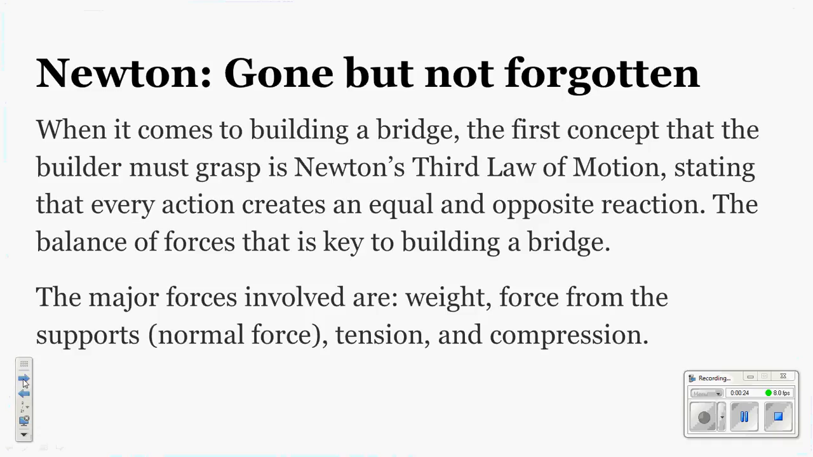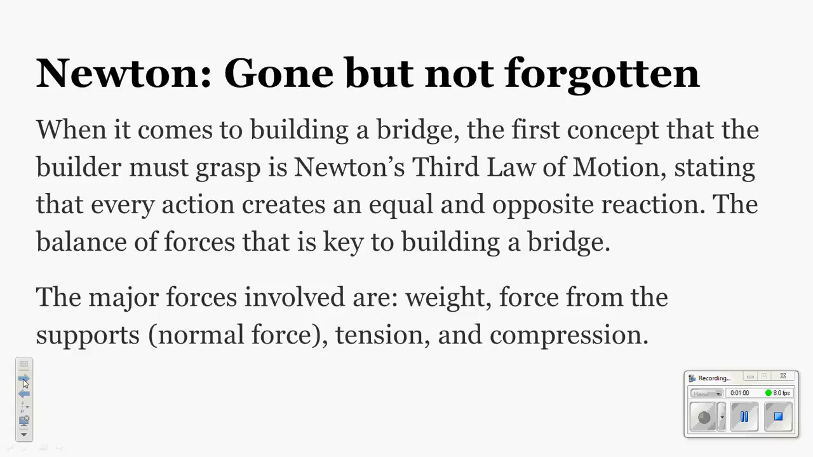So Newton is someone that we introduced last unit, and we talked about three of his laws. Now, when it comes to building a bridge, the first concept that the builder has to grasp is Newton's third law. Newton's third law states that when there is an action that is created, there is an equal and opposite reaction. So imagine, if you will, swimming. When you swim, you push your arms down to your side, which are going away from you, and your body propels forward.